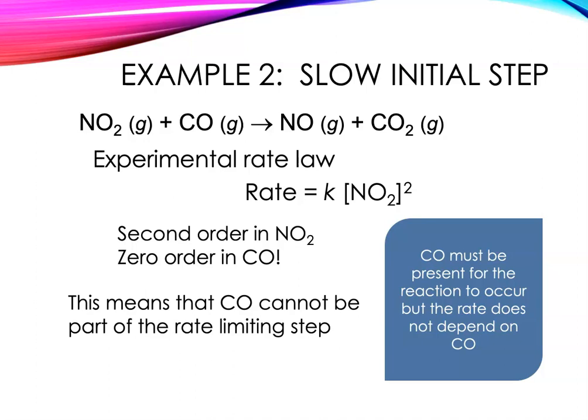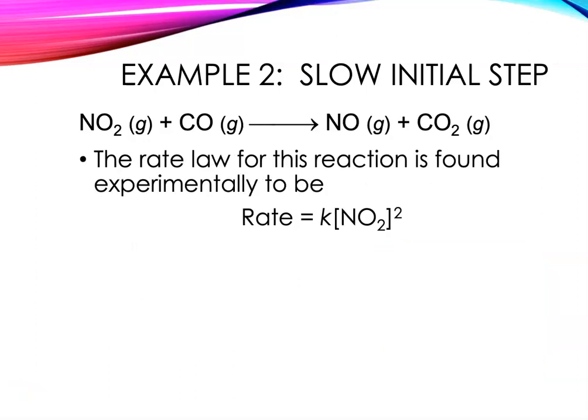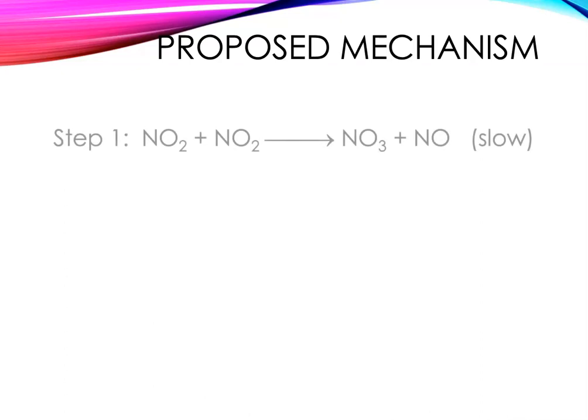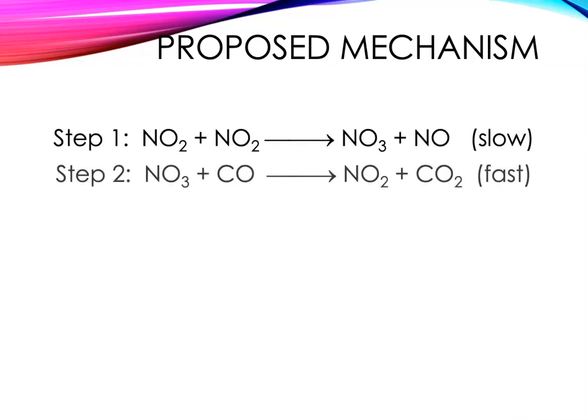So when we go to propose that, we need to make sure that the proposed mechanism matches this. Experimentally, we found the rate law to be second order in NO2, and so we have to have 2 steps in our mechanism. So let's talk about a proposed mechanism. Step 1 has 2 particles of NO2 colliding to make NO3 and NO.